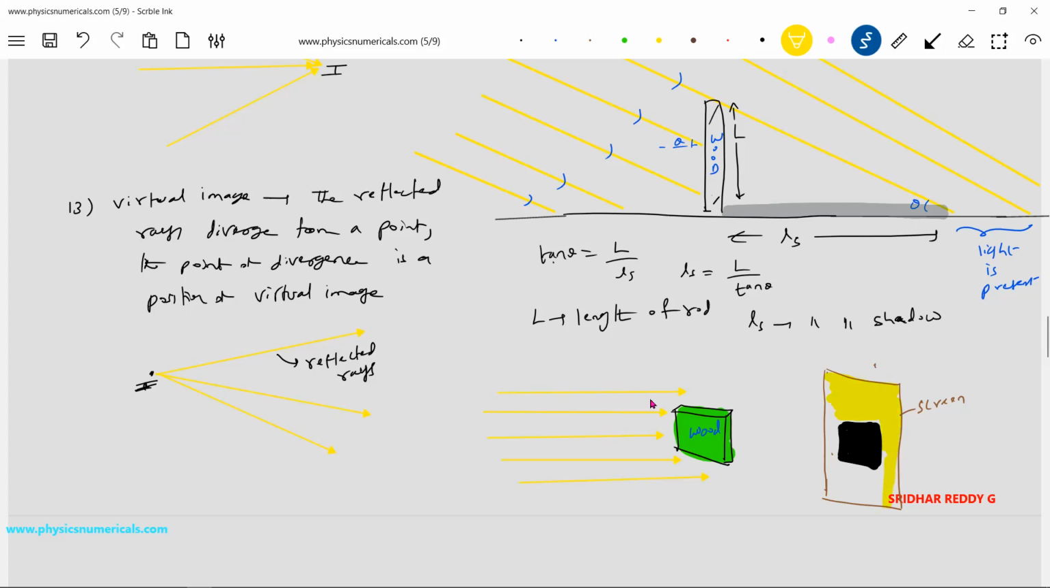You can see the dark rectangular strip. Why is it there? Because the wood will not permit the light to pass through it. The absence of light in the region leads to a shadow. Some part of the screen gets no light, and the absence of light in that region makes a shadow. So this is the shadow.